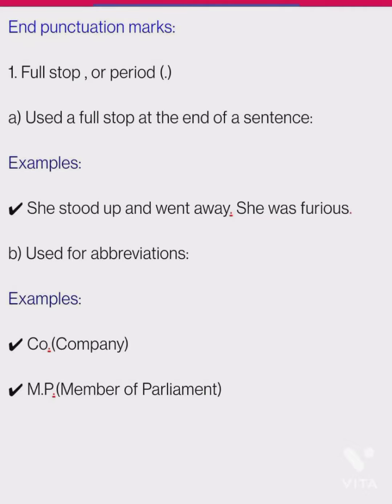And a full stop or period dot is also used for abbreviations. Company, we only give C.O., so there we give a dot, that is a full stop. Member of Parliament, M.P., that is also M dot P, so that is also where we give a full stop. So for the ending of any sentence, we use the full stop. That is how we use a full stop punctuation mark.